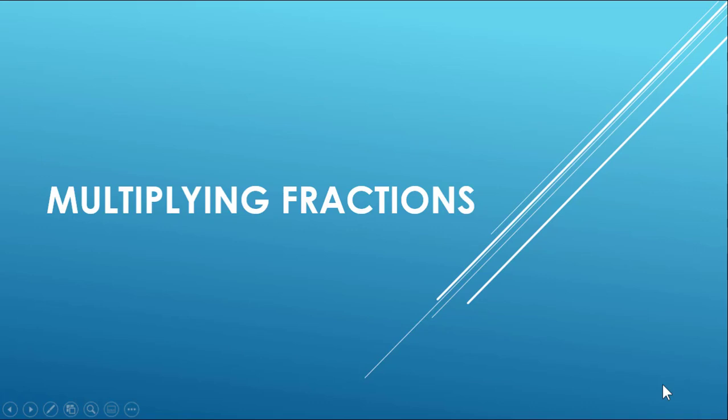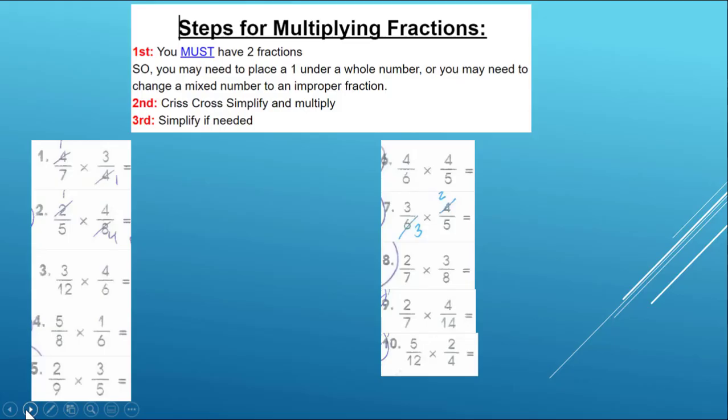Today we're going to multiply fractions. So let's review our steps for multiplying fractions. First, you must have two fractions. So you may need to place a 1 under a whole number, or you may need to change a mixed number to an improper fraction. Second, we're going to crisscross simplify and multiply. Third, we're going to simplify if needed.